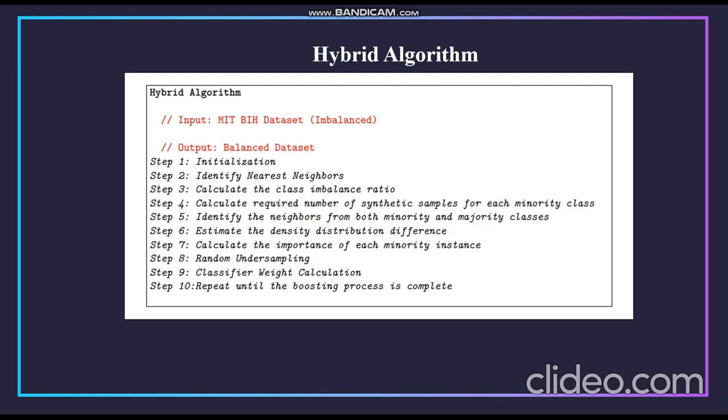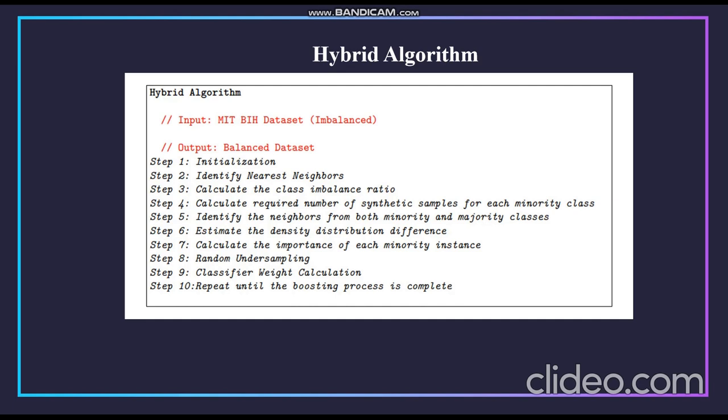Actually, the removal process aims to eliminate those minority instances that are in close proximity to the majority class, as they might be causing confusion to classifiers. In the third step, calculate the class imbalance ratio. That means a second method like ADASYN. Mainly, that will help to calculate the required number of synthetic samples for each minority instance, which is step 4.